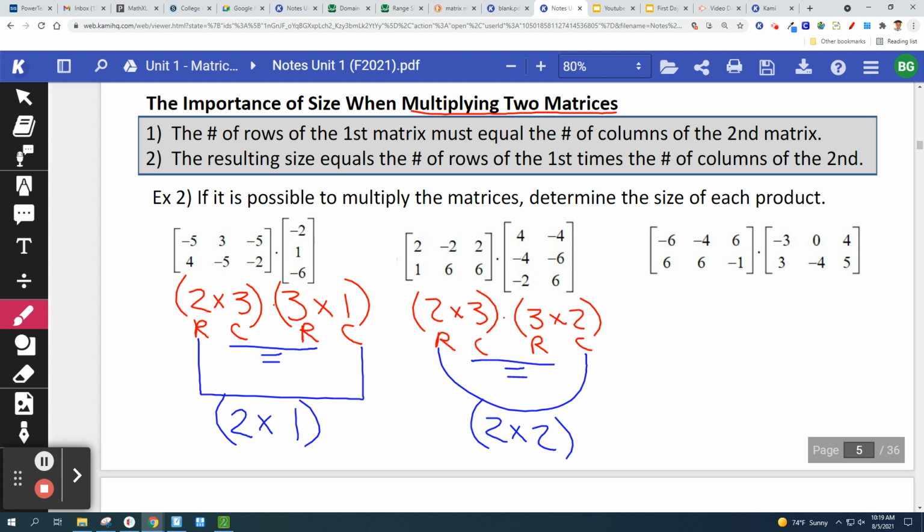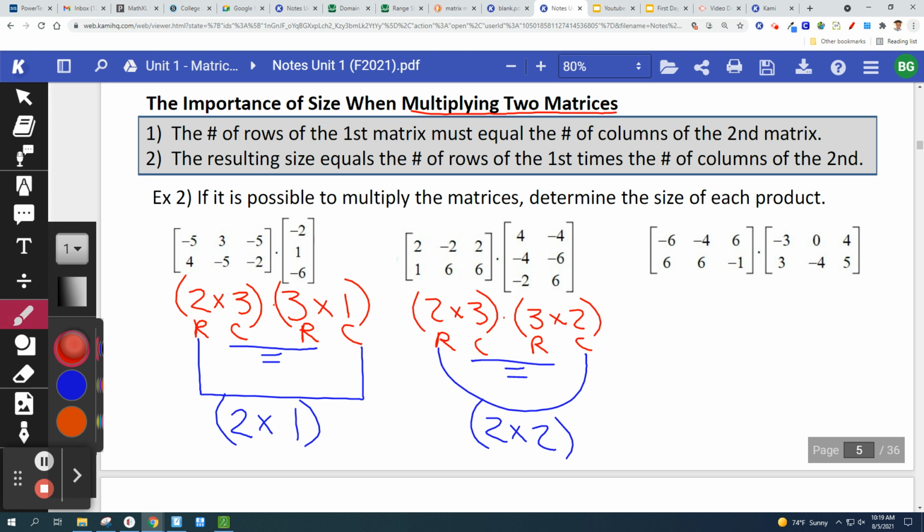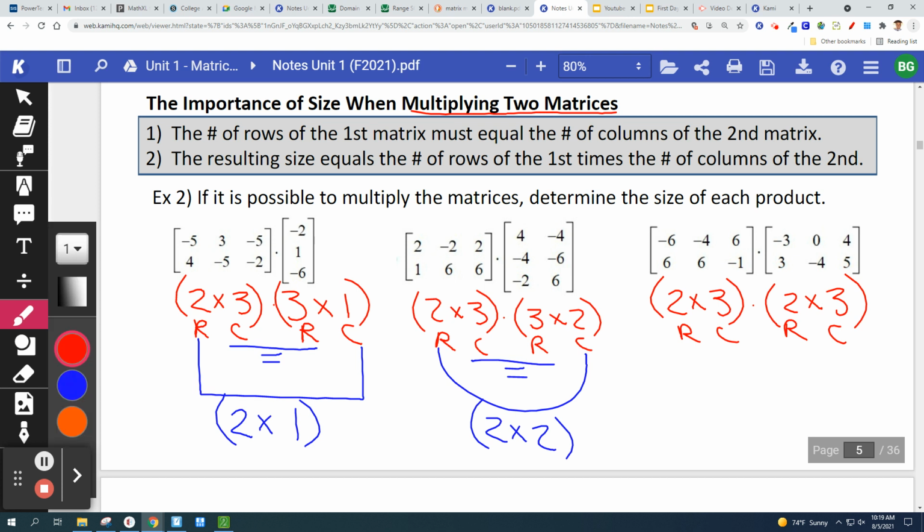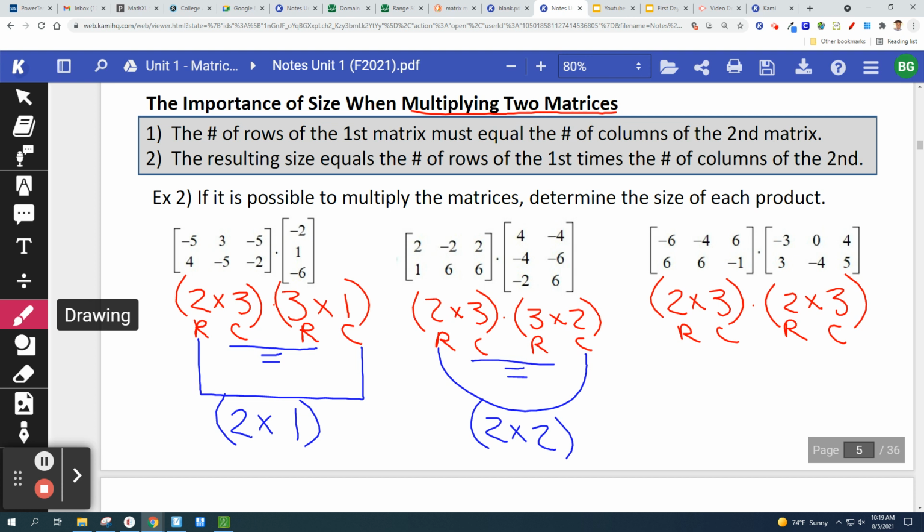Okay. The third one shows a 2 by 3 times another 2 by 3. We don't really need to write RC every time. I'm just doing that to highlight my mistake, the typo I made in that gray box. We'll go back to that in a second. But we look, and this time we see that these two numbers are not equal. If they're not equal, then this multiplication is not possible. This one is not possible.